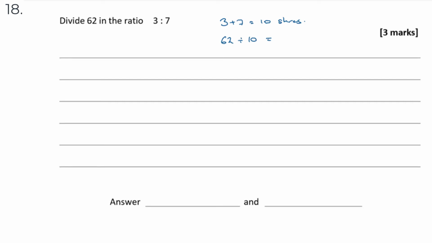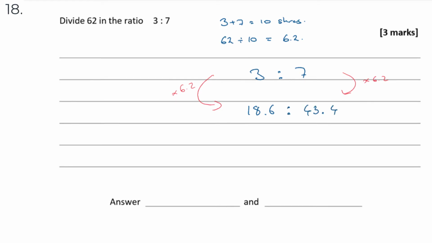So 62 divided by 10, that is 6.2. So each share is worth 6.2. And so this ratio 3 to 7, I can just scale up by a factor of 6.2 to find the actual amount then, because one's getting 3 shares and each share is worth 6.2 and the other one's getting 7 shares and each share is worth 6.2. So multiplying through, 3 lots of 6.2, what's that, 18.6? And then 7 lots of 6.2, 7 6s are 42, 7 .2s is 1.4, so that's what, 43.4?